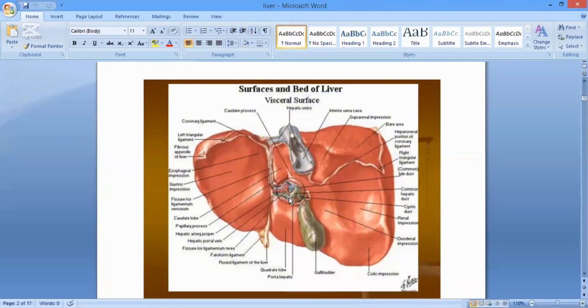And these three structures, especially the portal vein, hepatic artery, and the ducts, are arranged from before backwards. So first, usually coming across the hepatic ducts, then the hepatic artery, and then the portal vein from before backwards. ठीक है जी? Is it clear जी? Now we'll talk about the relations.